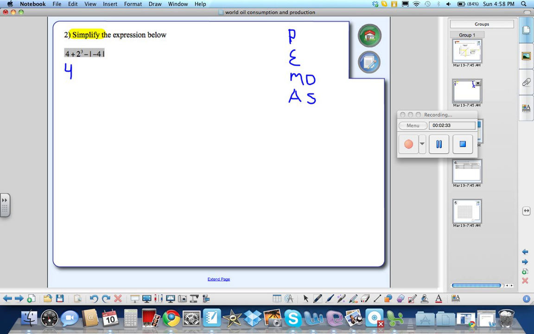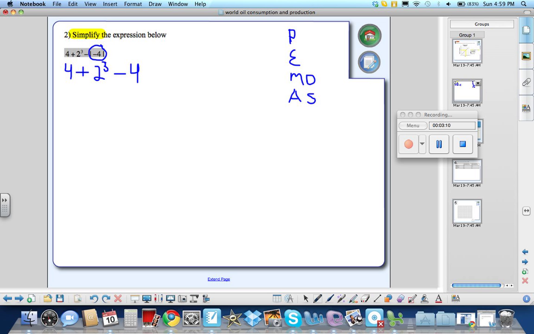So I'm going to rewrite the problem. 4 plus 2 to the third power, again, bear with me with my handwriting, minus, now this right here is the absolute value of -4. Remember, think about absolute value as the distance away from 0. So think about that. Well, how far from 0 is -4? Well, even though it's negative, it's really just 4 spaces away. Remember, absolute value of any number inside is always positive. So therefore, absolute value of -4 would be 4.